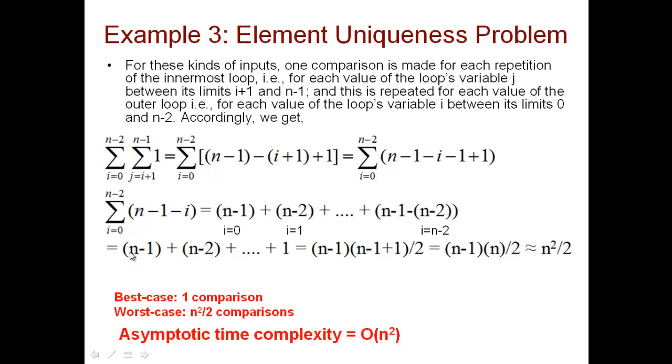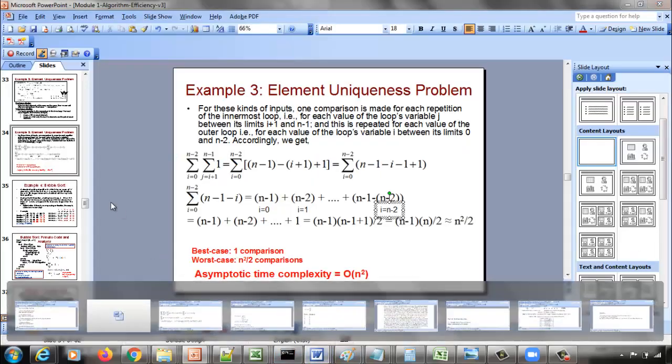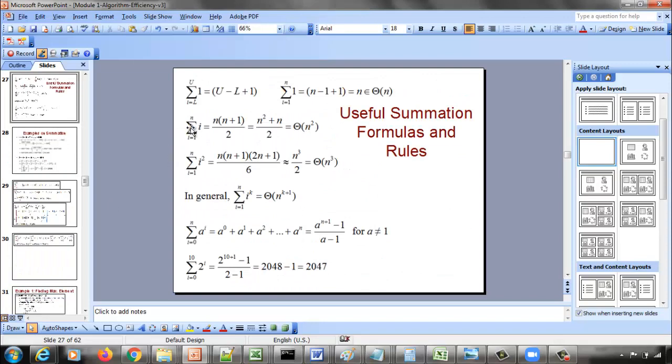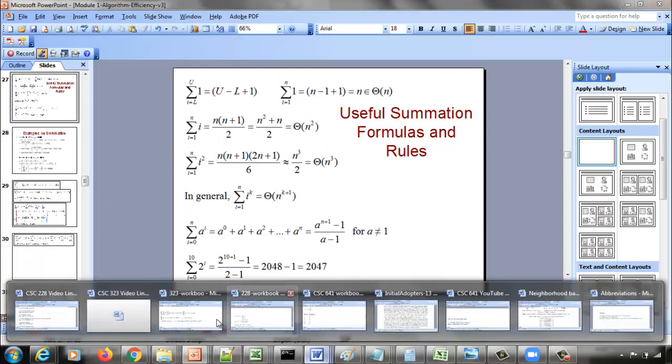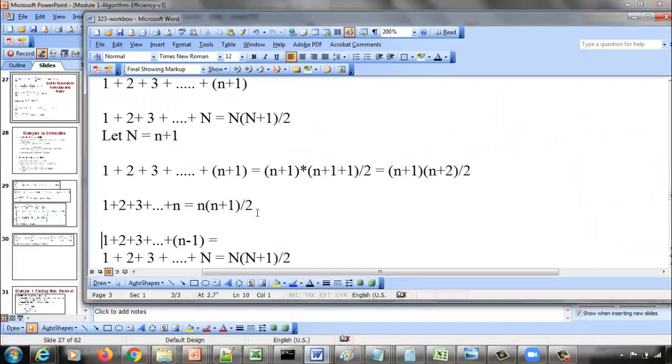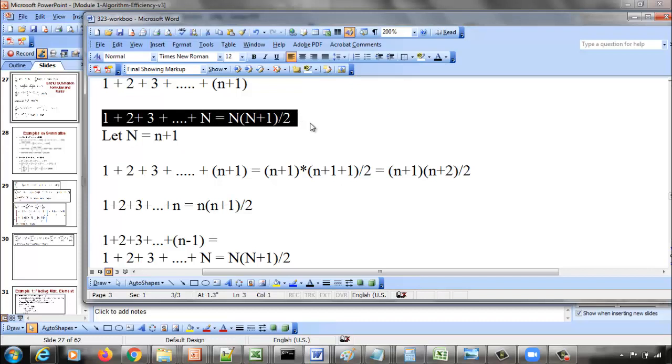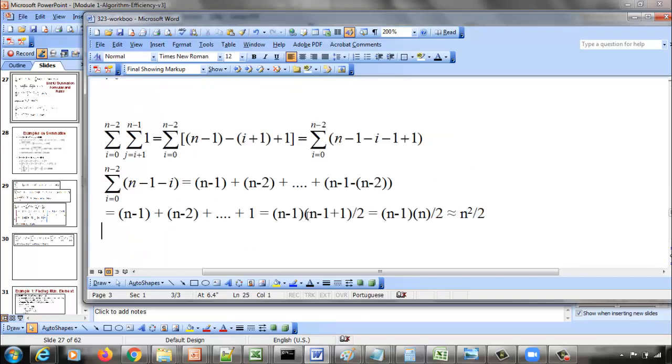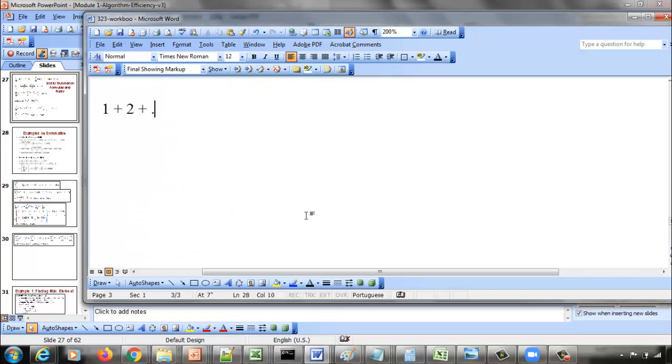So basically we have a summation like this: n minus 1 plus n minus 2 up to 1. Look at it in the reverse order, because summation is symmetric. So it's 1 plus 2 up to n minus 1. Last time we saw a formula where sigma i equals 1 to n of i means n times n plus 1 over 2. Whereas here we have 1 plus 2 plus up to n minus 1. If we have 1 plus 2 plus up to n, it is n times n plus 1 over 2.